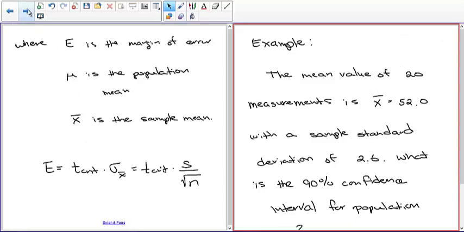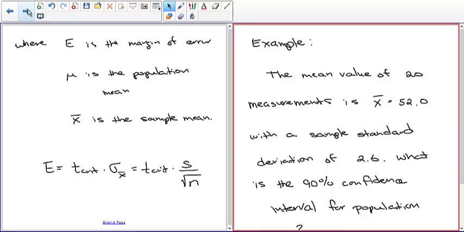So let's do an example. Let's say we've taken 20 measurements of something. The mean is 52. That's the sample mean. So we've taken 20 readings, added them together, divided by 20. That gives you the sample mean. And the sample standard deviation is 2.6. What that means is, if we took plus or minus 2 times this, approximately 95% of the sample data would be between this minus 2 times that and this plus 2 times that. It's just kind of a rule of thumb.